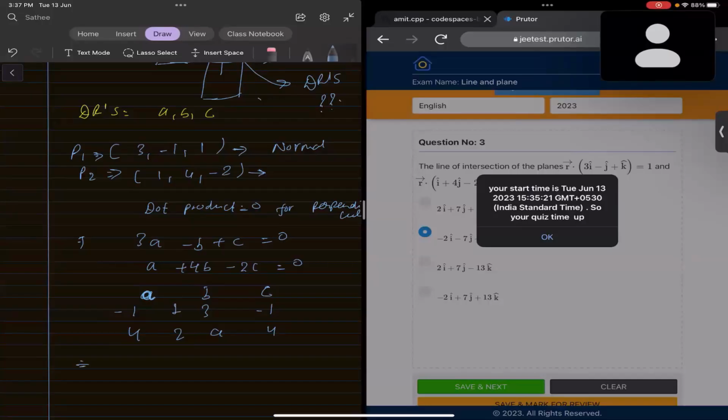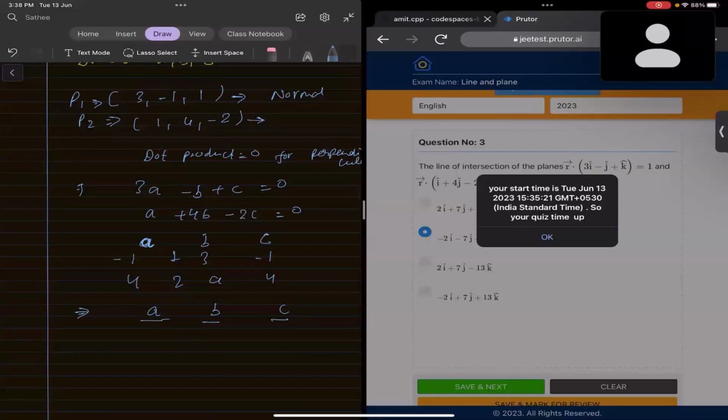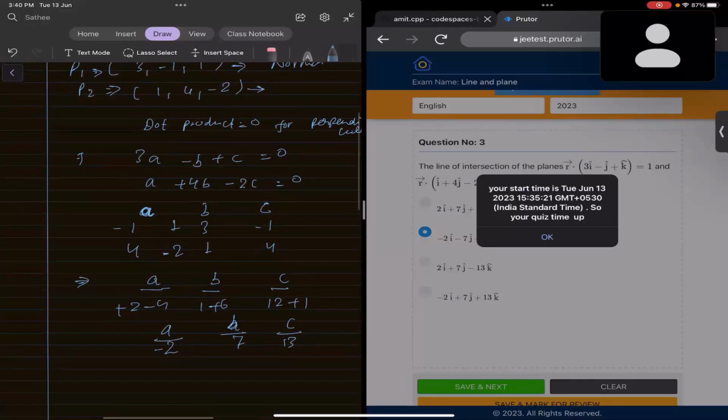So if you solve this equation, you have to just solve like whatever you solve in the matrix method. Like how you find the determinant of this smaller matrix. So this would be a of minus 2, and this would be b of 7, and this would be c of 13. So you can see that DR should be minus 2, 7 and 13.